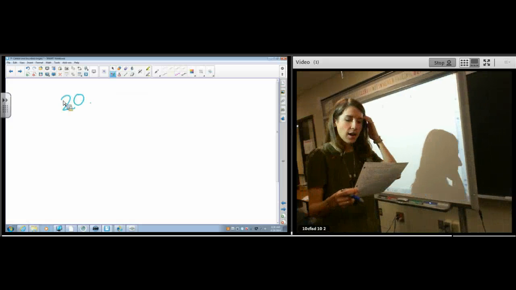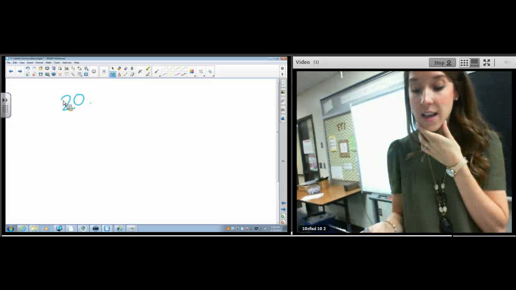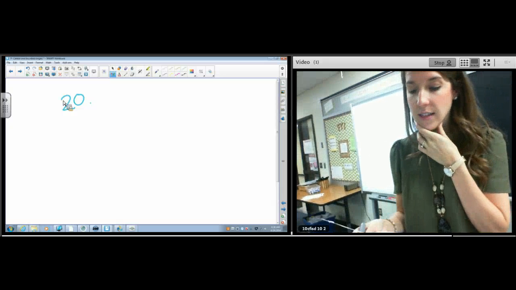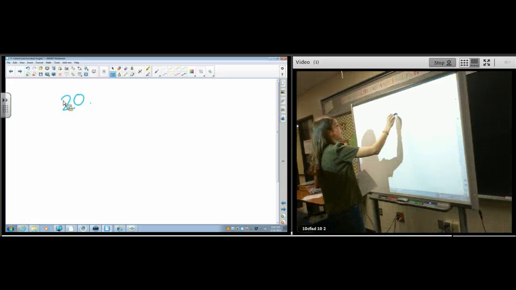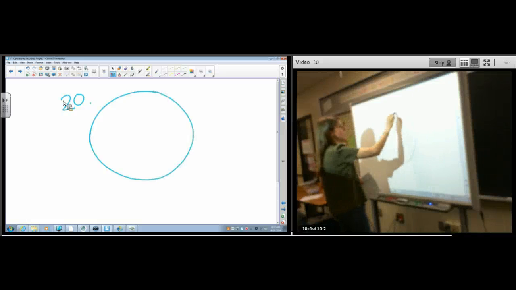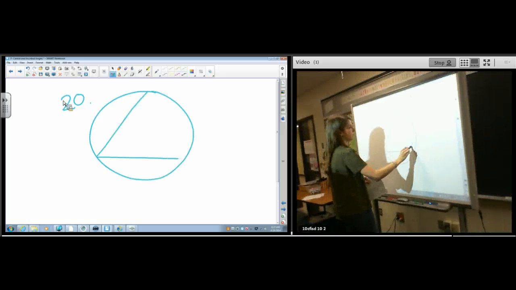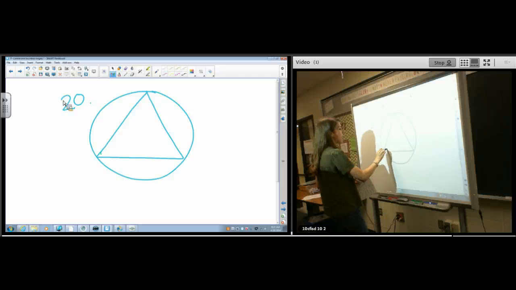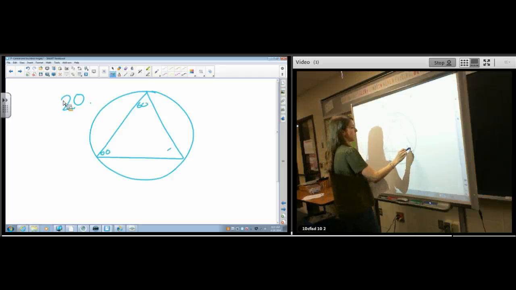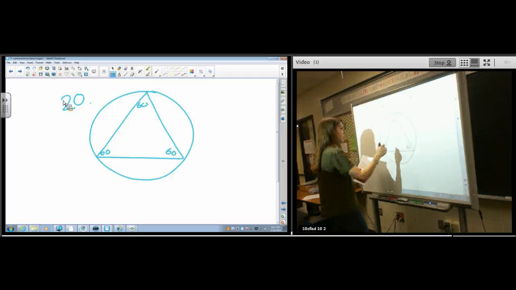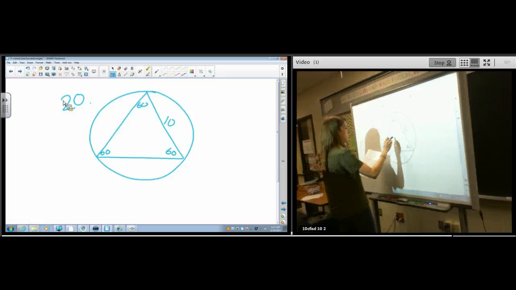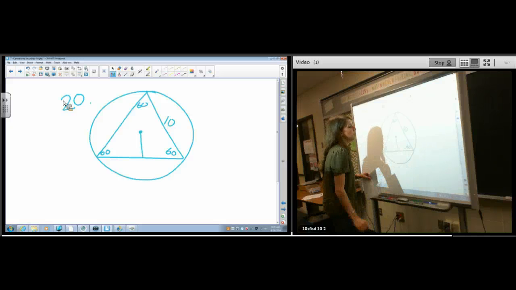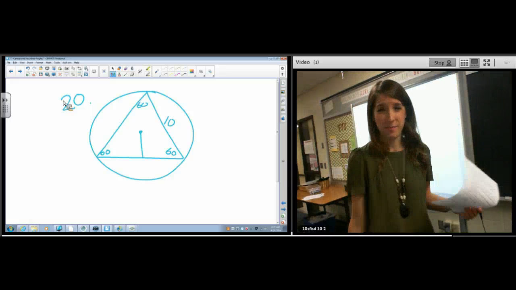An equilateral triangle with sides of length 10 is inscribed in a circle. Find the distance from the center of the circle to the side of the triangle. So this is kind of like old stuff from a different unit. So it's equilateral, so we know the angles are 60. The side is 10. We want to find the distance from the center of the circle to the side of the triangle. So we're really finding the apothem of the triangle.